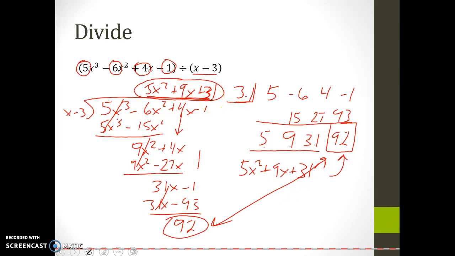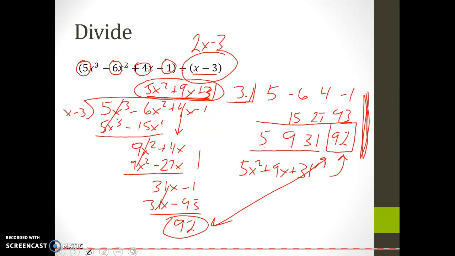There are a couple things about synthetic division that are nice. It seems to be a lot easier to go through this process to make that division happen. The one thing that doesn't work is you can't use synthetic division if I had a coefficient in front of the x in what I'm dividing by. So if this was, let's say, 2x minus 3, then I could not use synthetic division.